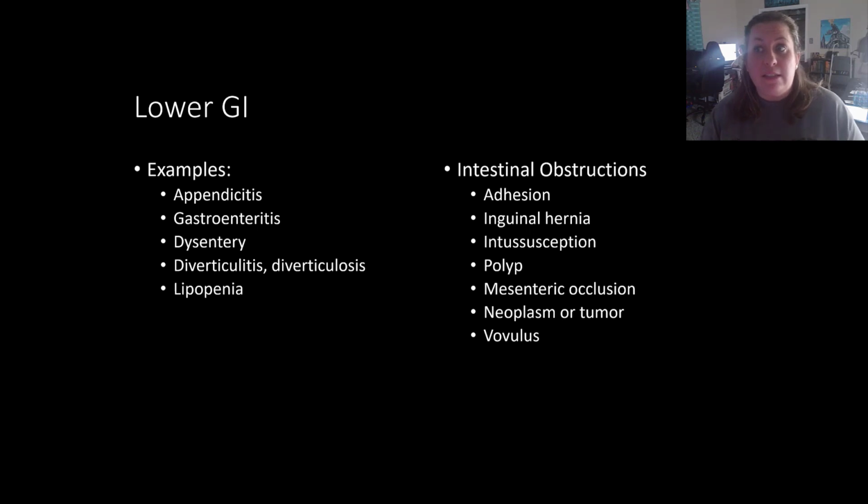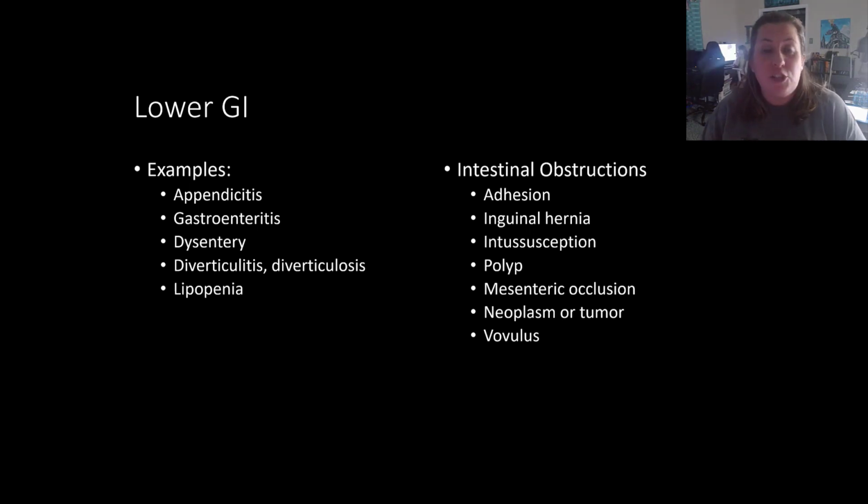Now, in the lower digestive system, we also have some of these pathologies that could be present, like an appendicitis. This is inflammation of the appendix. Gastroenteritis, which is going to be inflammation of the stomach and the intestines itself. We also have a disease called dysentery, and this is the inflammation of the intestines specifically, and it causes issues and disruption in the digestive process. Diverticulitis or diverticulosis. This one is specifically inflammation of the colon.